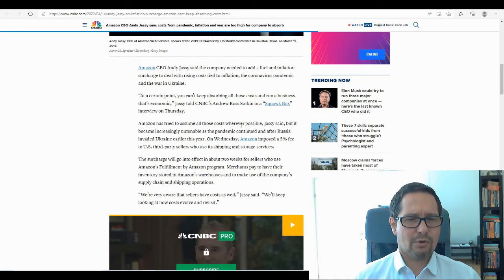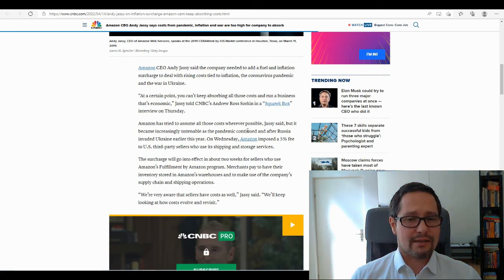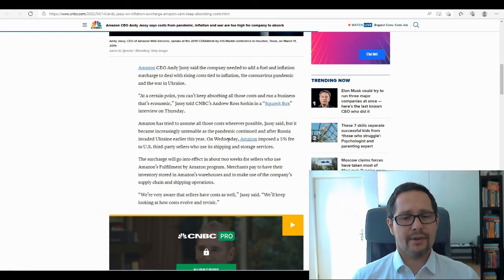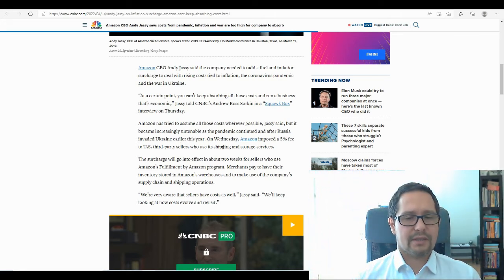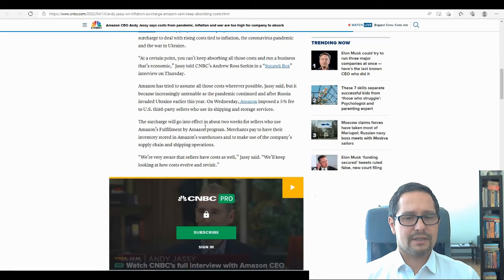Amazon has tried to assume all those costs wherever possible, Jassy said, but it became increasingly untenable as the pandemic continued and after Russia invaded Ukraine earlier this year. On Wednesday, Amazon imposed a 5% fee on US third-party sellers who use its shipping and storage services.